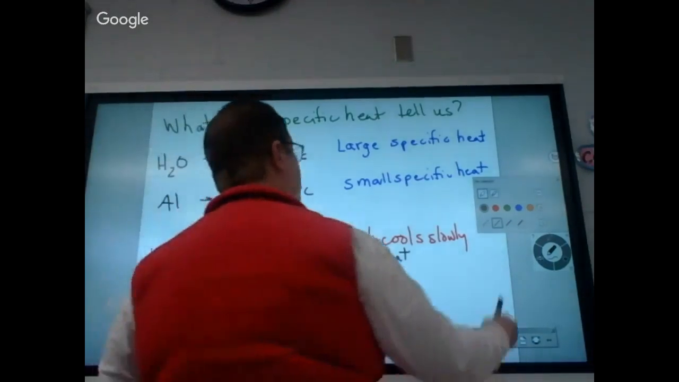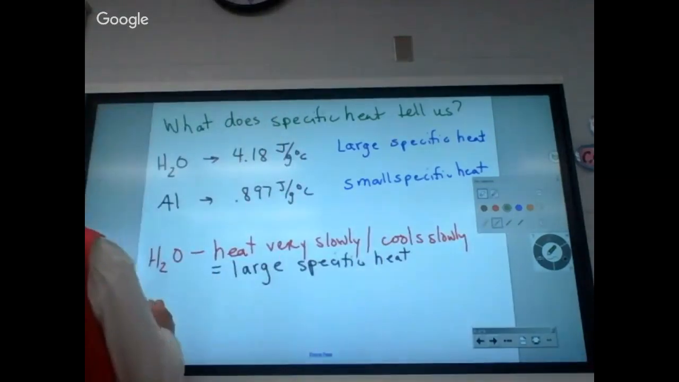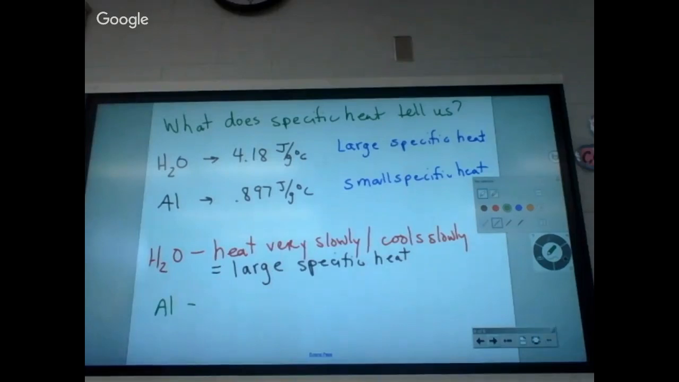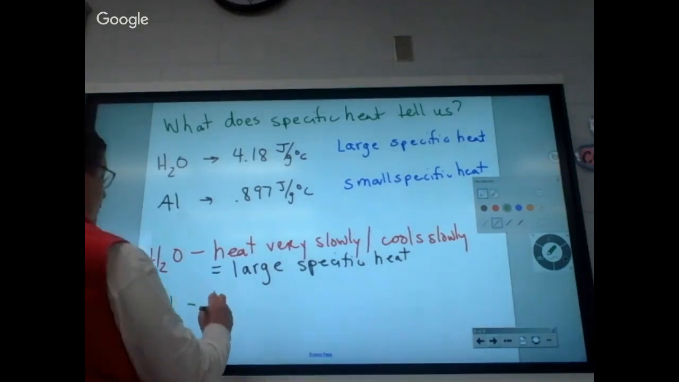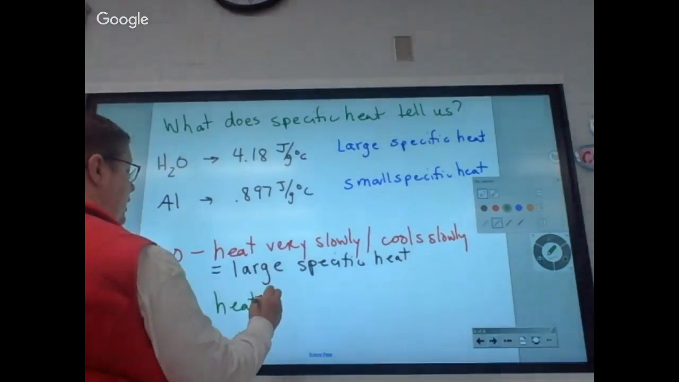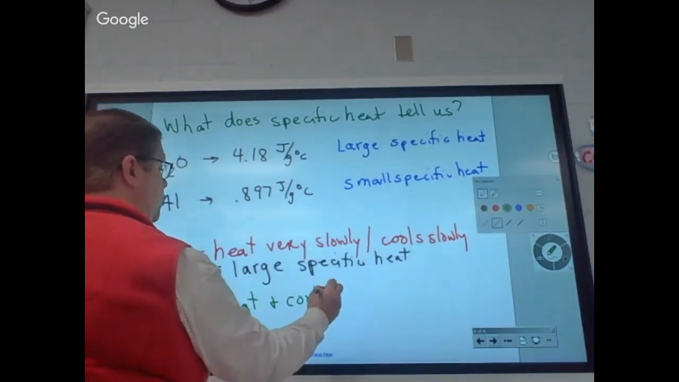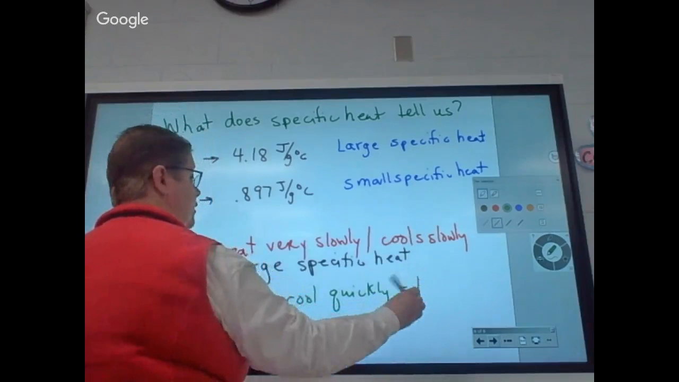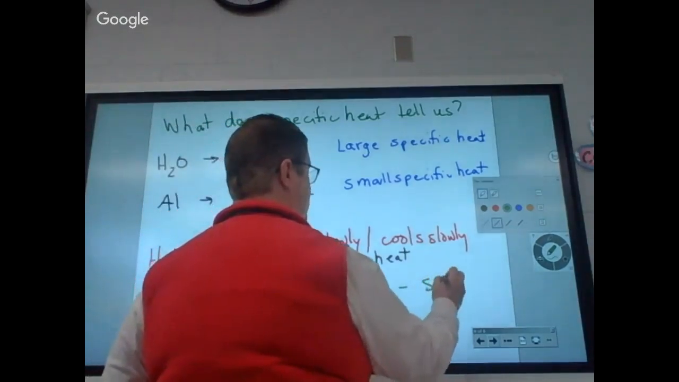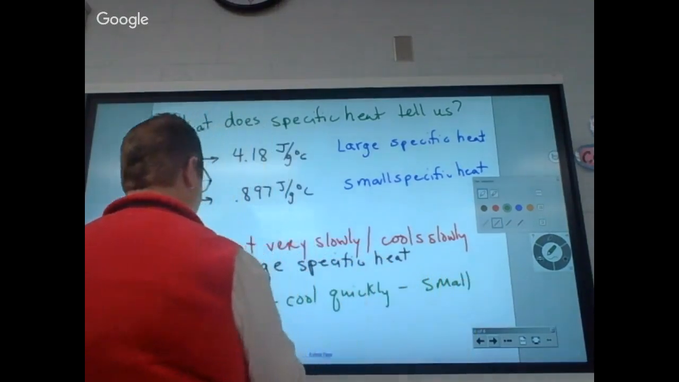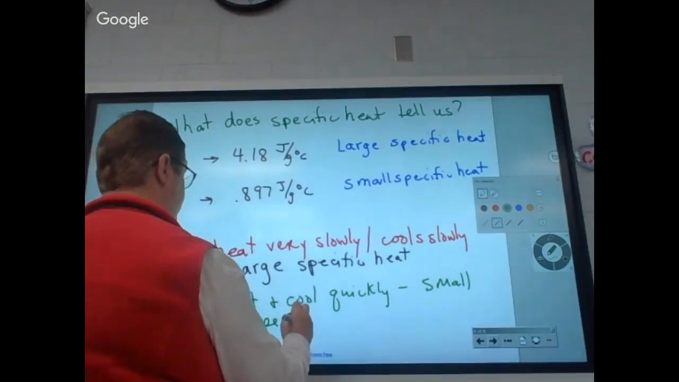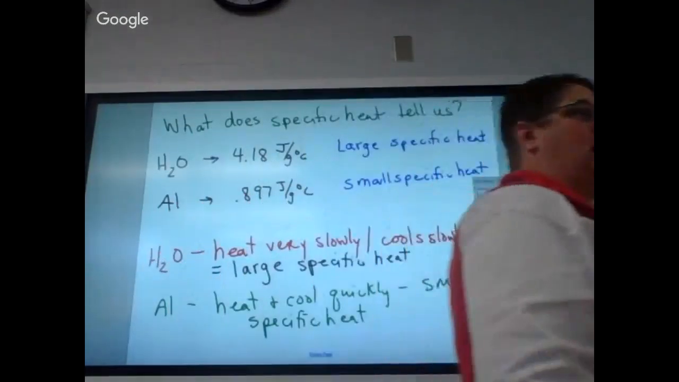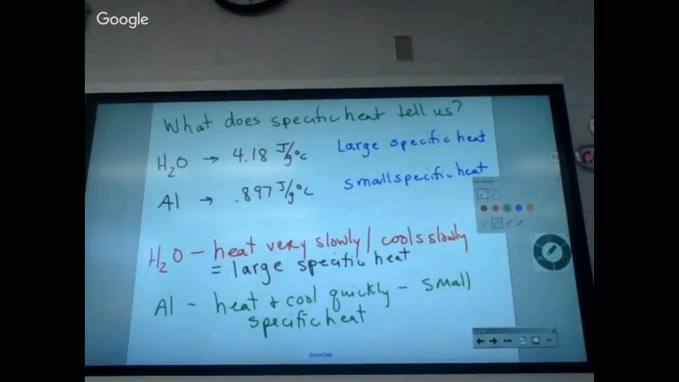So, what does that tell us about the aluminum then? It heats fast and it cools fast. Okay. It will heat and cool quickly because it has a small specific heat. So why do we use it to put over our food if it does that? It holds the heat in. We use it as an insulator.